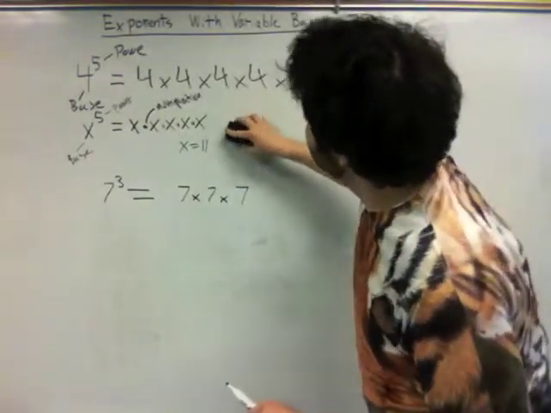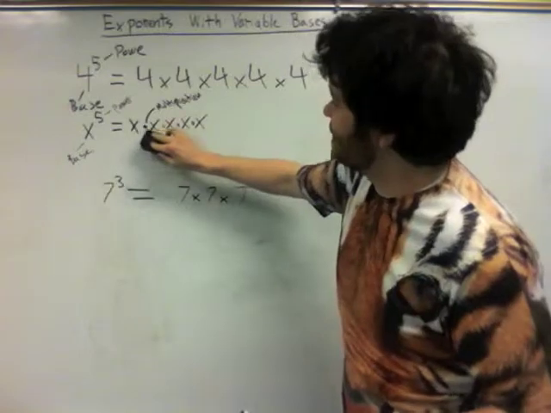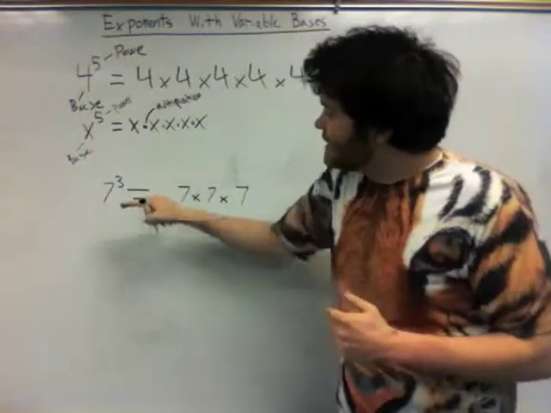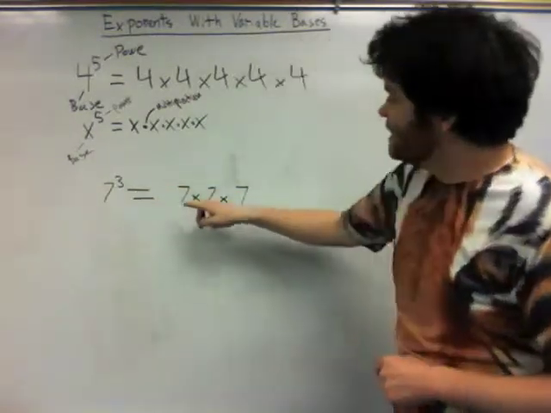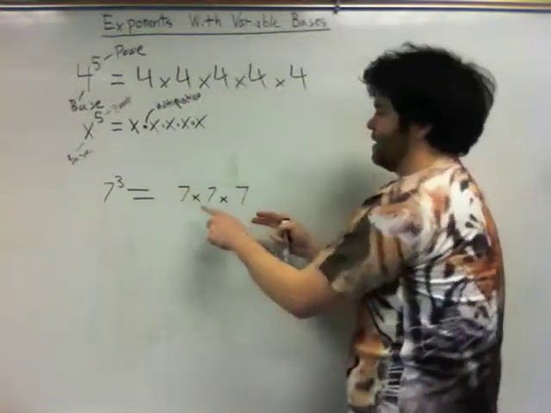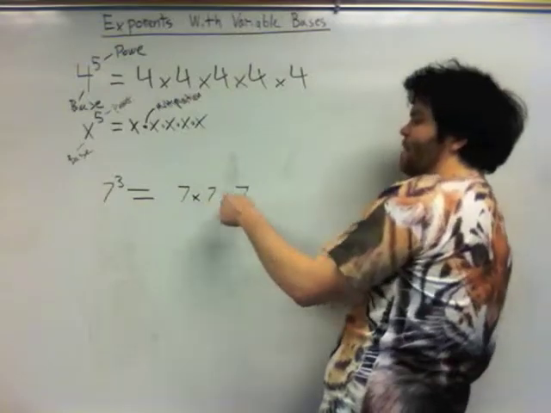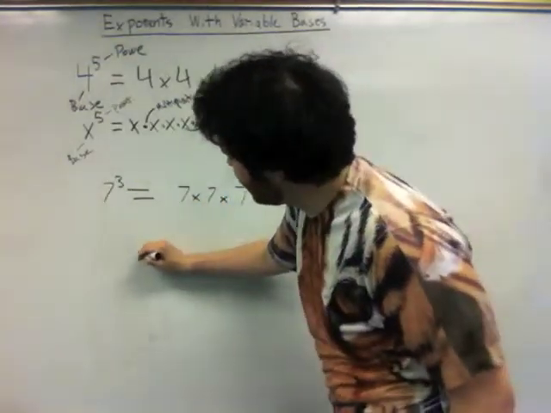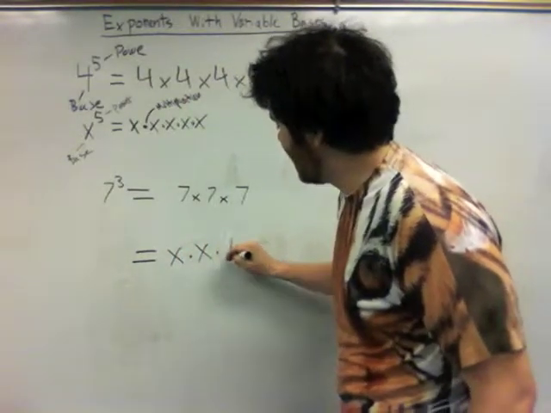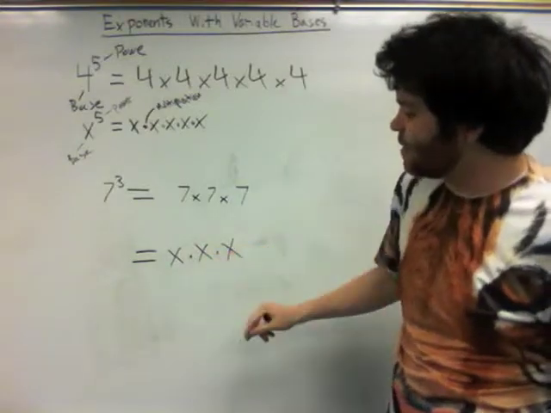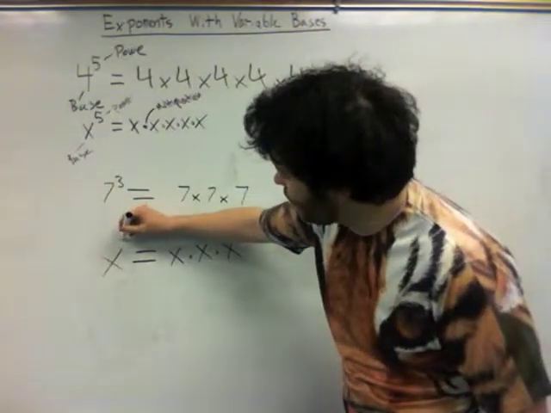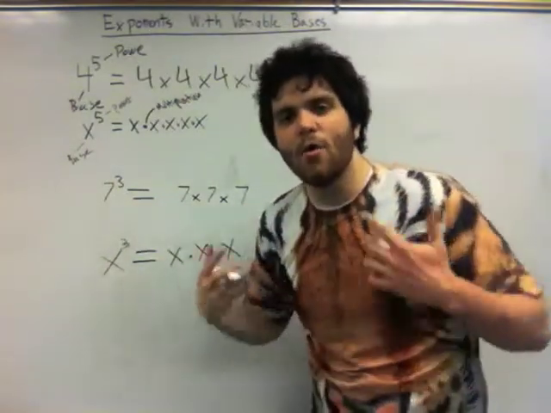Let's erase this and leave up our x to the 5th is equal to x times x times x times x times x, 5 times. I'm going to write 7 to the 3rd, we know that's equal to 7 times 7 times 7. We say that 7 is our base, and 1, 2, 3, that's going to be our power. So what if we were looking at the other way around, x times x times x? Well, x is going to be our base, and we're doing it 1, 2, 3 times, so we put our power up here. That's just going to be 3 right there.